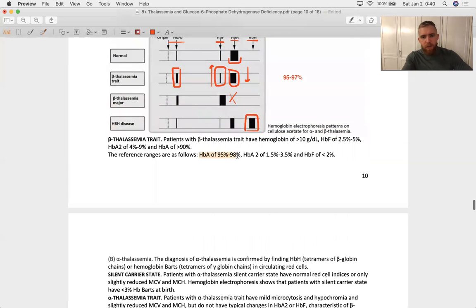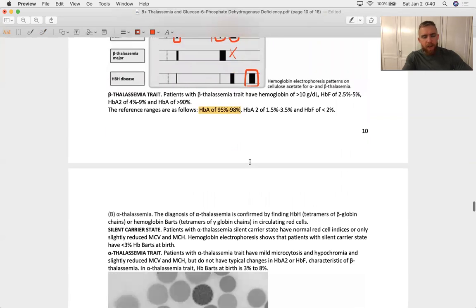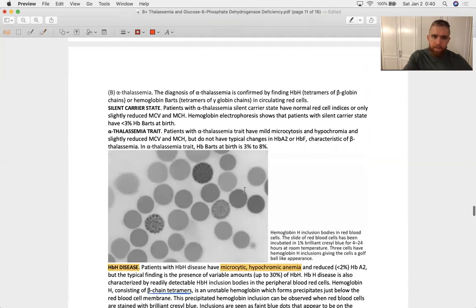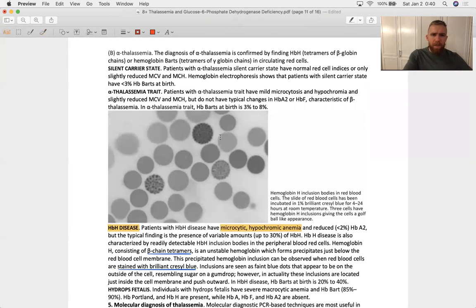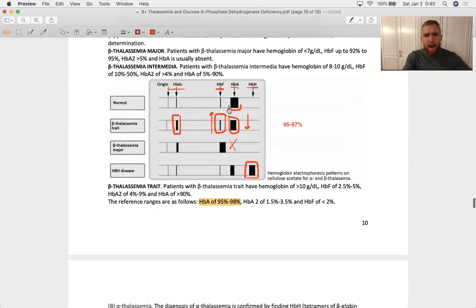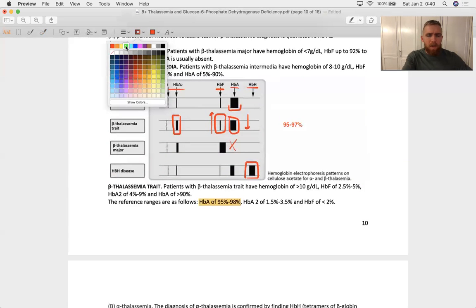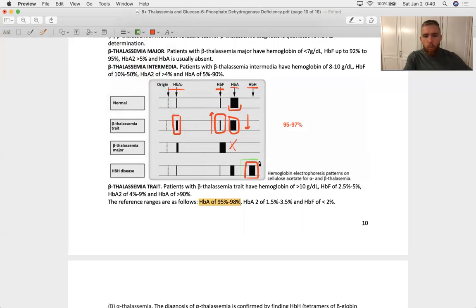Again, reference ranges, hemoglobin A, 95 to 98%. That's important. So then we talk about alpha thalassemia a little bit. If you have an alpha thalassemia, let's go with green here. Here's hemoglobin H disease, which is going to be when you have 1 out of 4 functioning alpha globin genes. You're going to get hemoglobin H, which is a tetramer of beta globin, and that's going to show up as its own little independent stripe on electrophoresis.